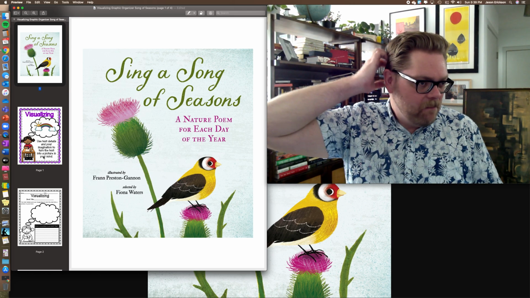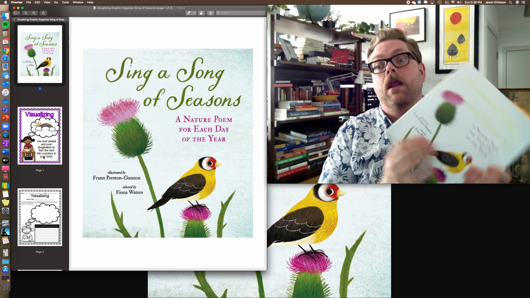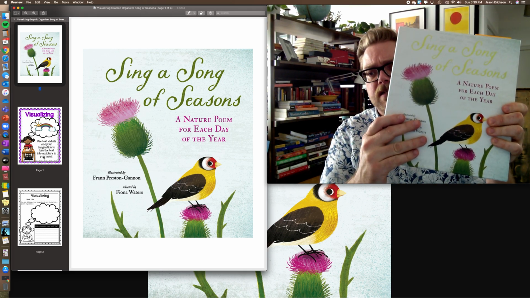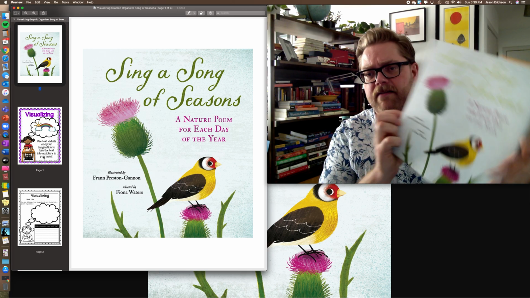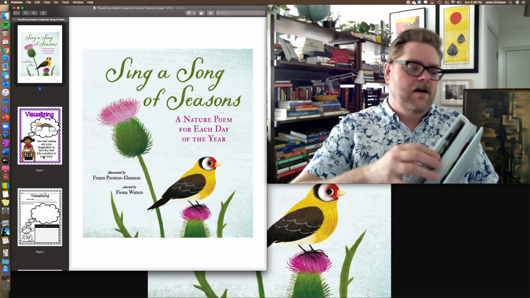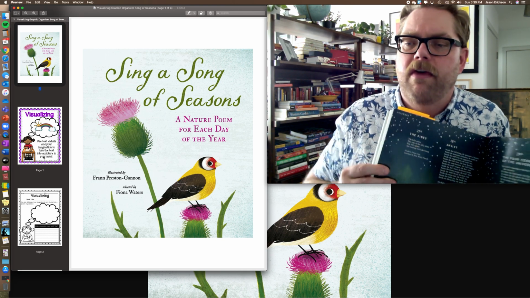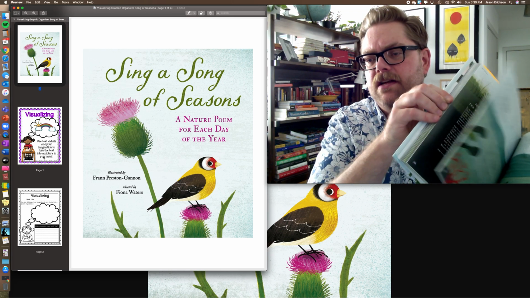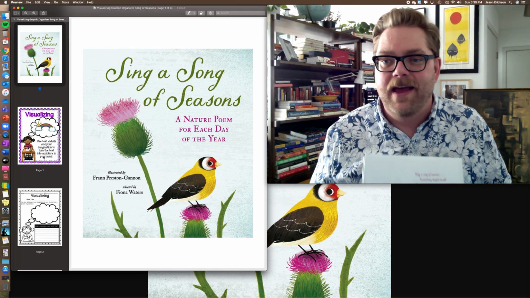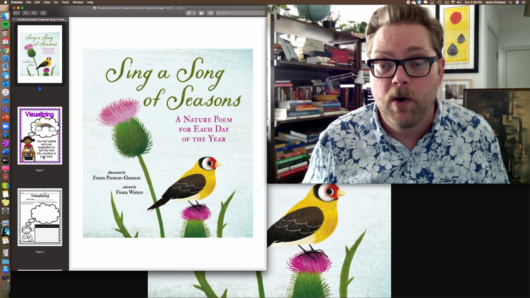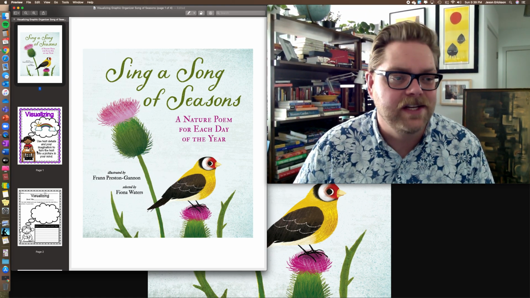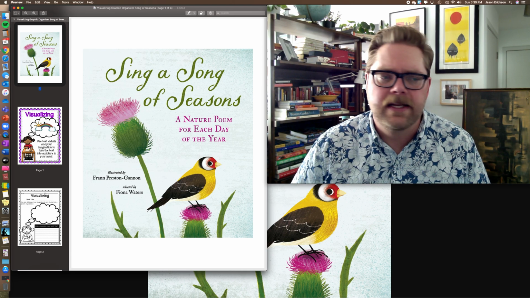So today, I've got this amazing book. I love this book. It's huge. It's really thick. Sing a Song of Seasons, and it's a nature poem for each day of the year. So there's 365 poems in here. There are poems for every month, every day. There's just all kinds of really wonderful things in this book. And I think I've mentioned before I love poetry, so it's one of my favorite things to read and talk about and teach.